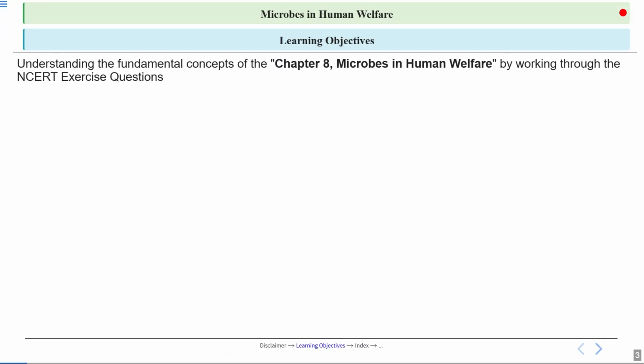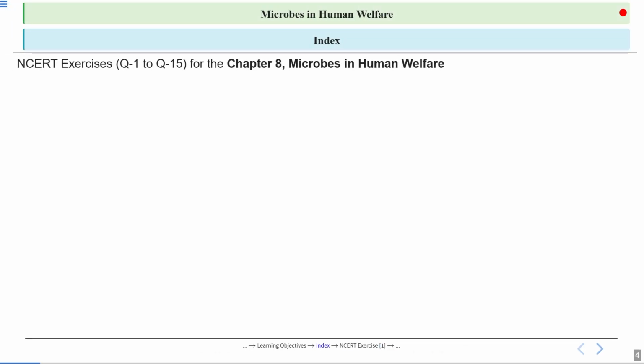In today's session we will understand the basic concepts related to the chapter Microbes in Human Welfare by working through the NCERT exercises questions. These questions are based on certain concepts. We will understand these concepts by discussing these questions. So we'll be discussing NCERT exercises for chapter 8, which is Microbes in Human Welfare.